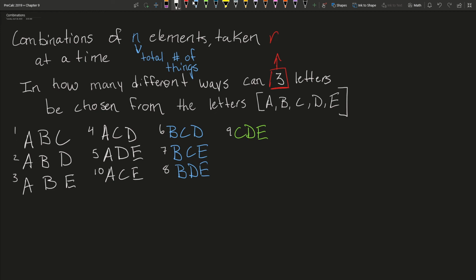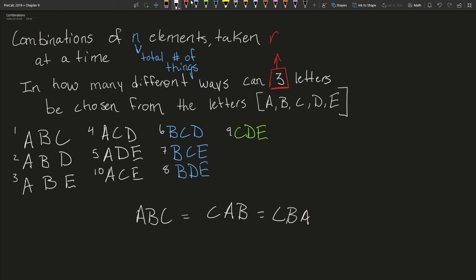Okay, so we could list them and count them, and we would get 10 different combinations of 3 letters given those 5 letters. Notice that order really doesn't matter here. A, B, C, as far as combinations are concerned, is the same thing as C, A, B, which is the same thing as C, B, A. Those are the same thing as ABC. So we're not worried about orders here. We're just worried about the three things that we choose from 5. So there are 10 there.